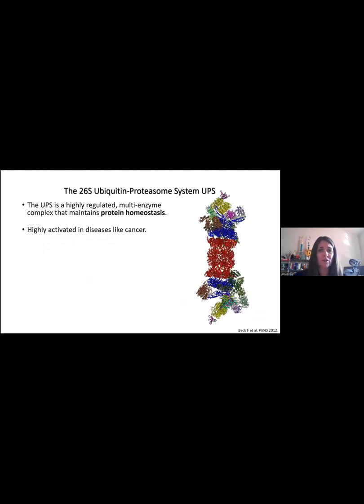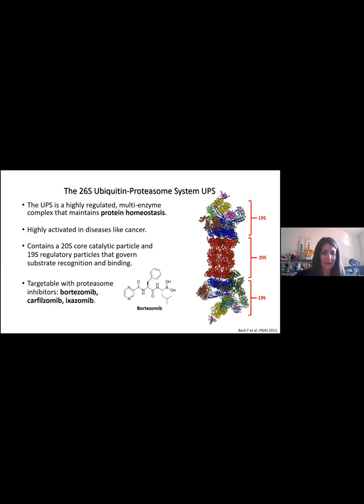So I'm sure you all are very familiar with the Ubiquitin Proteasome system. It's a highly regulated multi-enzyme complex that maintains protein homeostasis. It's highly activated in diseases like cancer. It contains a 20S core catalytic particle that is responsible for the actual catalytic degradation of peptide targets, and then 19S regulatory particles that are responsible for substrate recognition and binding.